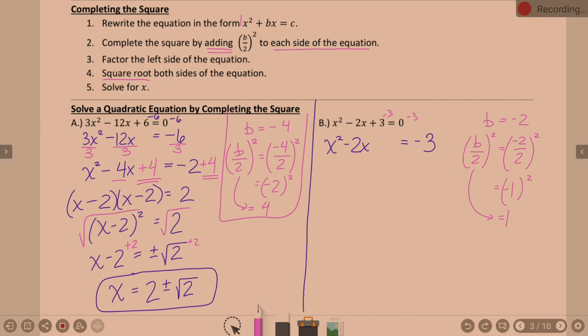Now, what do I do with that b over 2 quantity squared value? Plug it in by adding it to both sides. So in this gap I left, I'm going to put plus 1. At the end of the right side, I'm going to put plus 1. Okay. Are we good with step 2? Yep. Step 3.